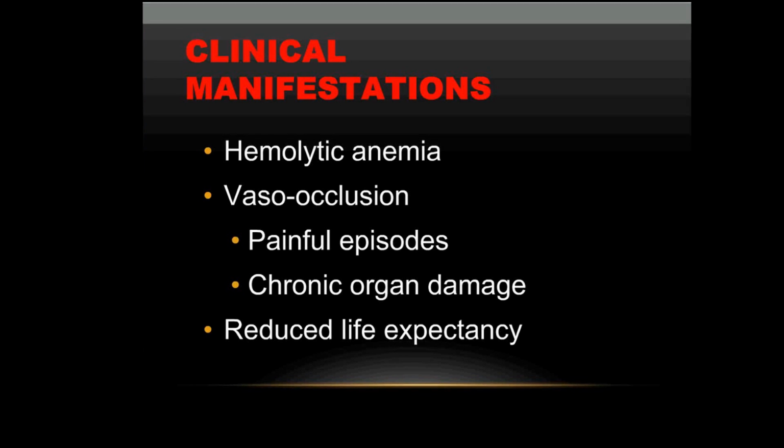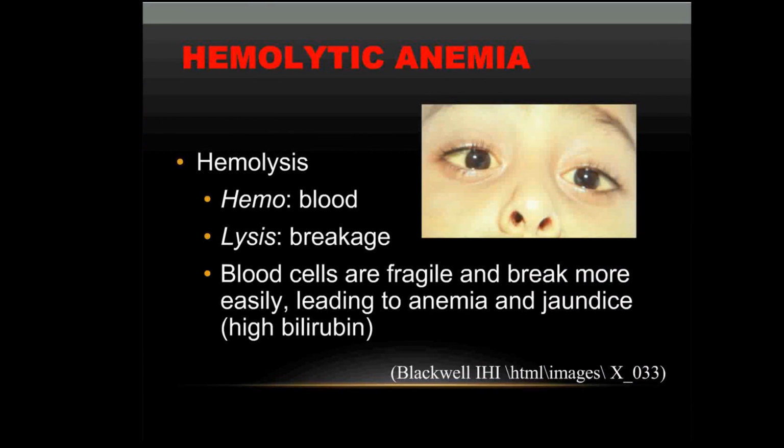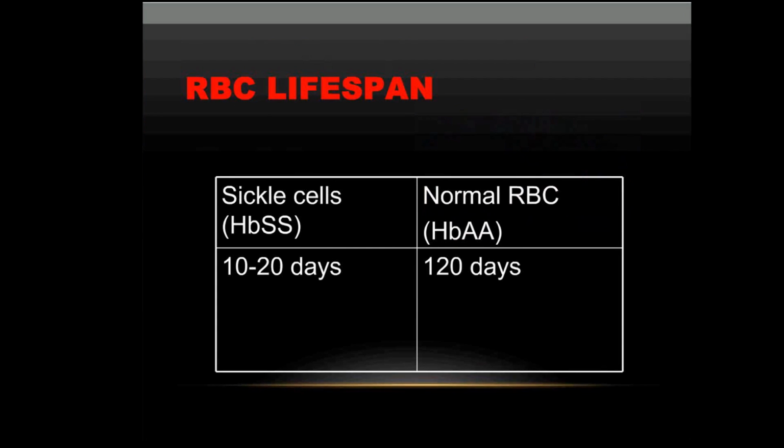Some of the other clinical manifestations are hemolytic anemia, vaso-occlusive episodes, which are very painful, which can also lead to chronic organ damage and are the reason for a reduced life expectancy. Now, with hemolytic anemia, you have a really low blood cell count, and a normal hemoglobin level is 13 to 15 grams per deciliter, and a person with hemoglobin SS is 6 to 8.